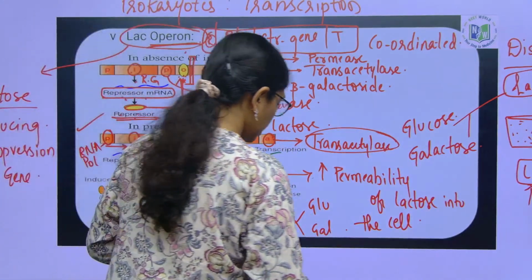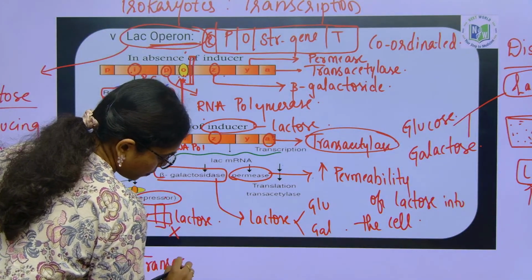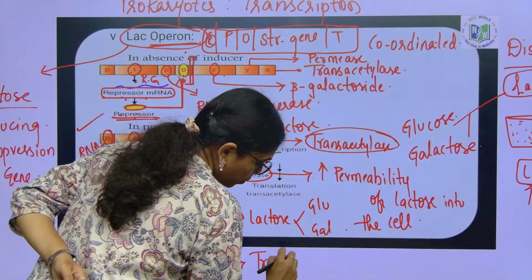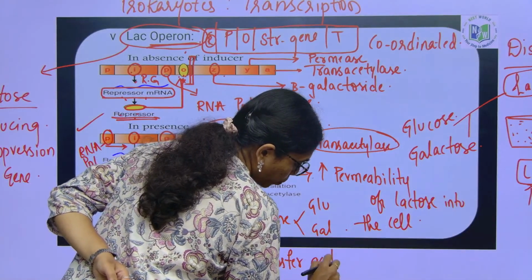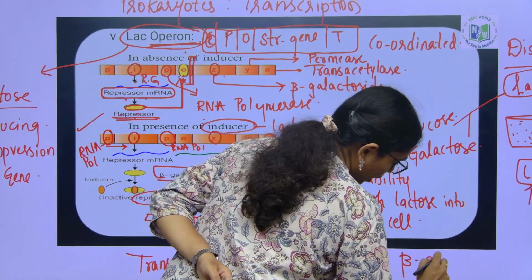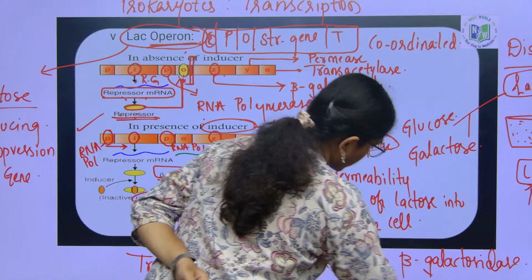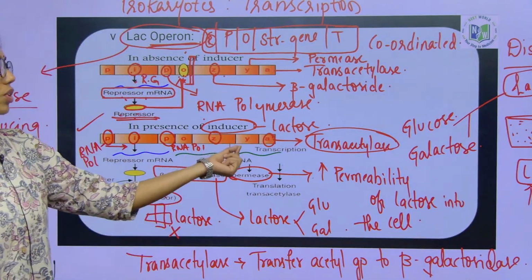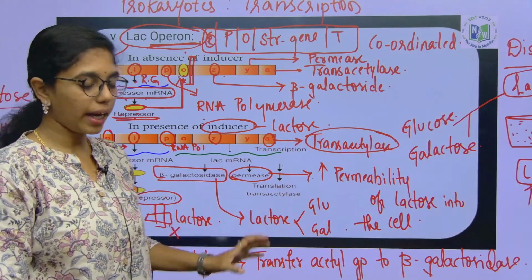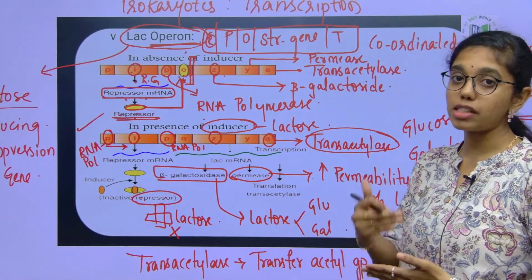What does trans-acetylase do? Trans-acetylase will transfer an acetyl group to beta galactosidase. Got it? So, this is how the three structural genes are expressed, and this will give a polycistronic expression at the end. So, once again, let us revise how the gene is expressed in the presence of the inducer.